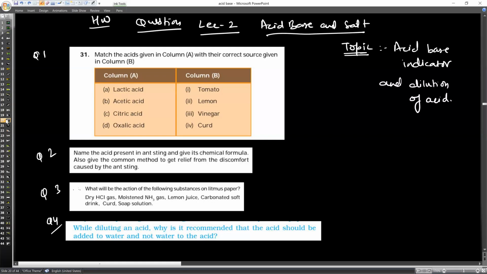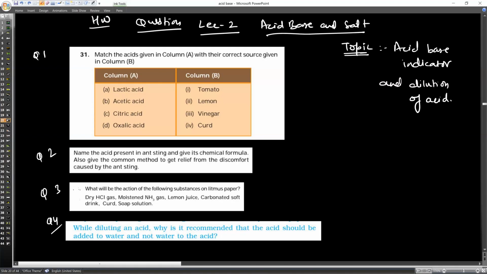Okay, got it? Which of the following actions of litmus paper? Tell me, what will be the color of litmus on dry acid? Its color will be no change, sir. Red, in HCl it will be red, no? Sir, it is dry HCl gas. Then it will not change. I have told you that dry HCl gas does not change.